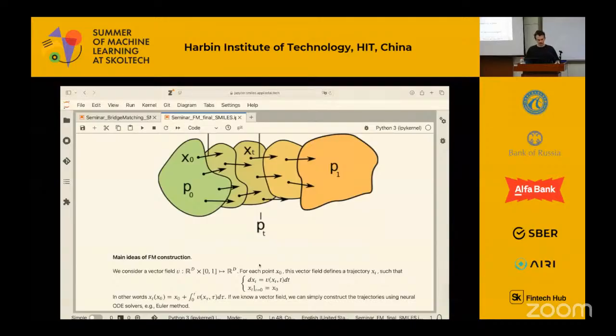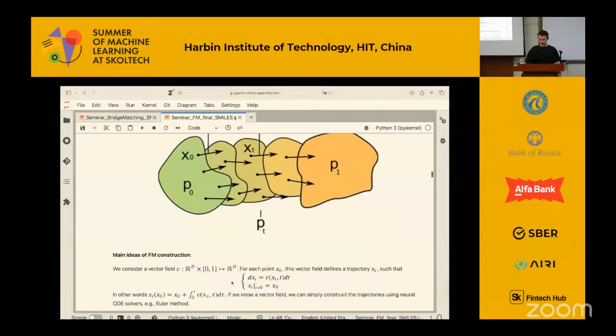This probability flow is defined as follows. You have a vector field, and I hope you see my mouse moving around the notebook. This vector field has dimensionality R^D times time to R^D, where R^D is our data, two-dimensional data in the toy case. For each point x0 that we start our flow matching from, we have this ordinary differential equation defined by this vector field V. And by solving this ordinary differential equation, we can get a sample from the distribution P1.